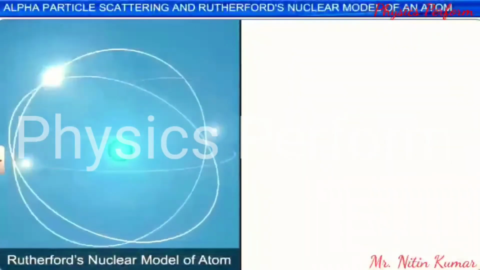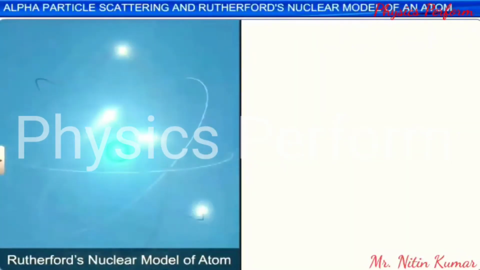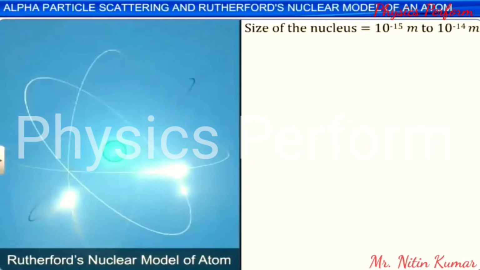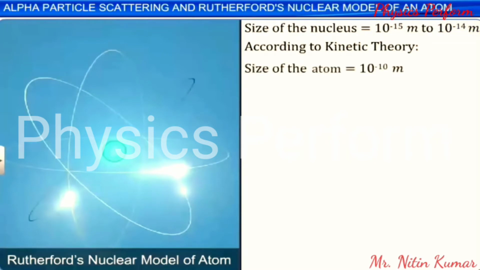Based on Rutherford's experiments, the size of the nucleus was estimated to be around 10^-15 meter to 10^-14 meter. According to the kinetic theory of gases, we know that the size of the atom is about 10^-10 meter. So, the atom is about 10,000 to 100,000 times larger than its nucleus.